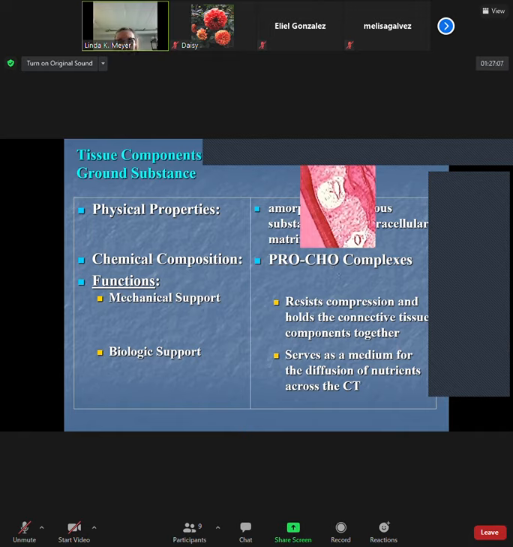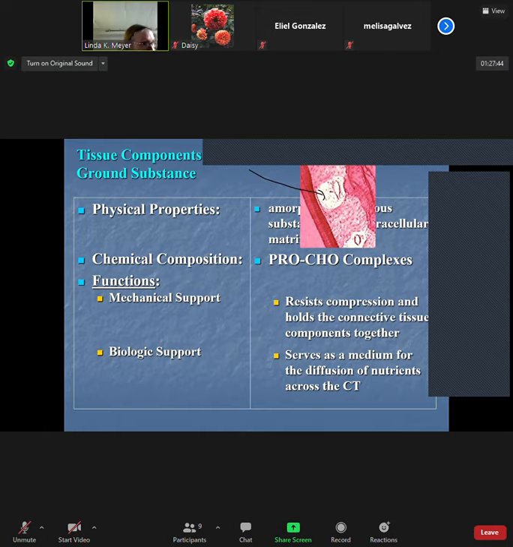So where we're mainly going to see the ground substance is in the interstitial areas. All those white spaces represent the ground substance. So there's nothing different about ground substance in the PDL. It's just there's not a lot of it. It's mainly found in the interstitial areas between the principal fiber bundles. Okay.